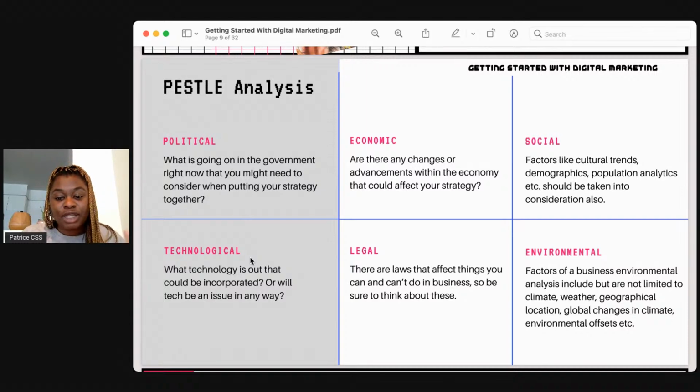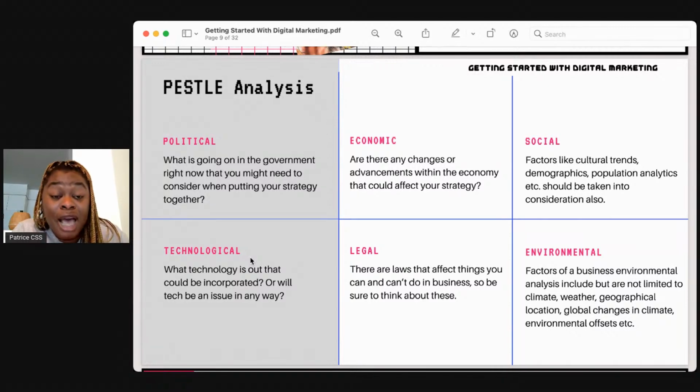Environmental, that's what the E stands for at the end. Now, this is the factors of a business's environmental analysis, like climate, weather, geographical location, global changes in the climate. I would like to say that a pandemic falls under environmental, but really the pandemic has affected every single one of these elements of the PESTLE, so we can't really chalk it up to just environmental, but it's that type of thing, like what's going on in the world environmentally that could affect your campaign.